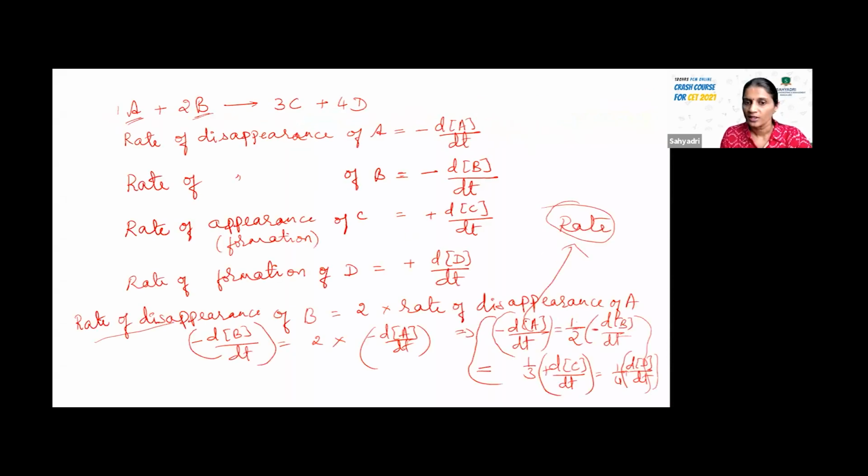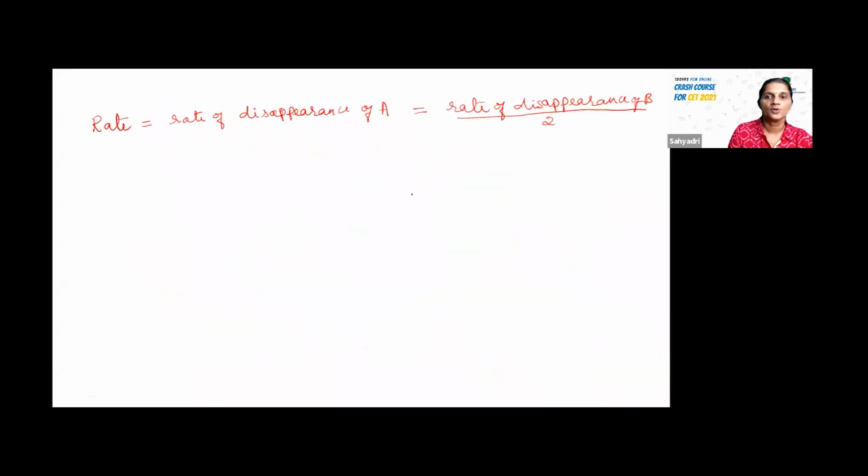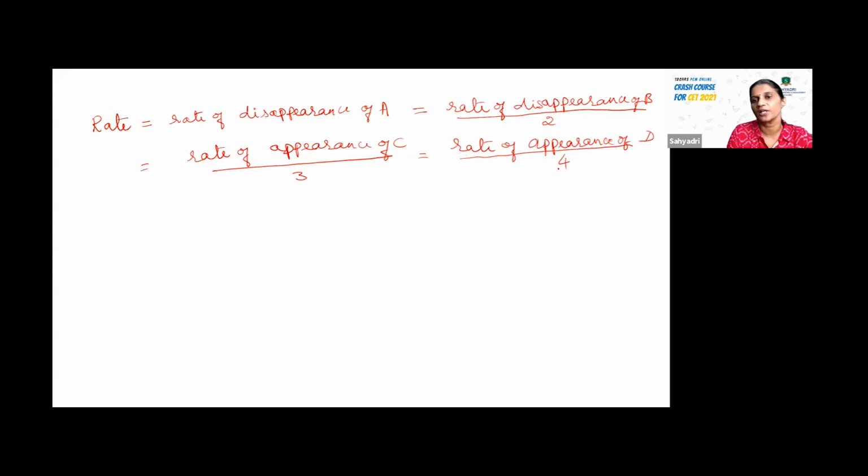Rate is equal to minus dA by dt. Minus dA by dt is the rate of disappearance of A, and minus dB by dt is the rate of disappearance of B, but we are dividing it by 2. And that is equal to 1/3 times the rate of appearance of C, and that is equal to the rate of formation of D divided by 4. So this is equal to the rate of appearance of C divided by 3, which is equal to the rate of formation or appearance of D divided by 4 times. I hope this is clear.